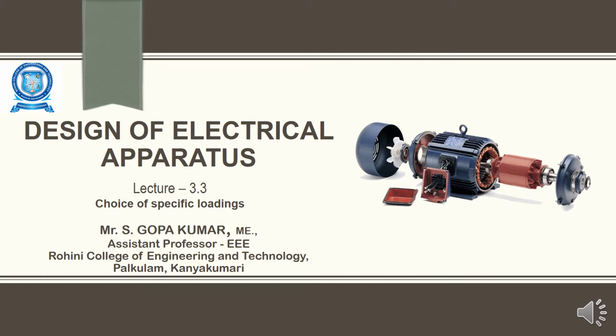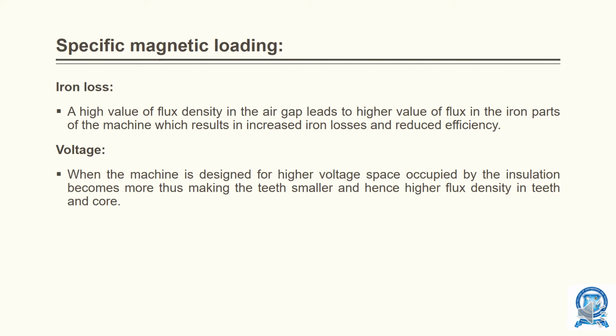Welcome you all. In this session, we are going to discuss in detail the choice of specific loading. The choice of specific loading means we have two types of loading: one is specific magnetic loading and the second is specific electric loading. Specific magnetic loading is represented by B average, and specific electric loading is represented by AC, or in some cases by Q.